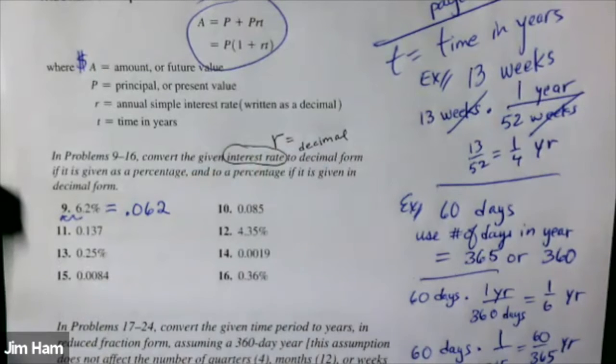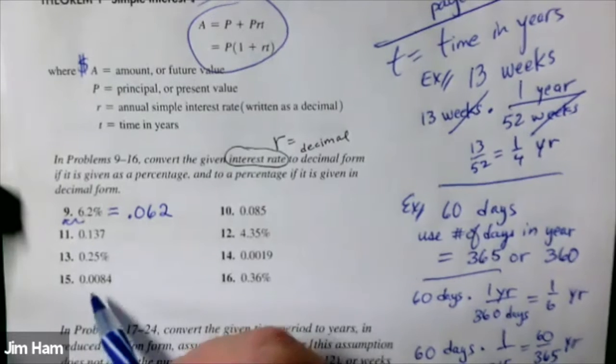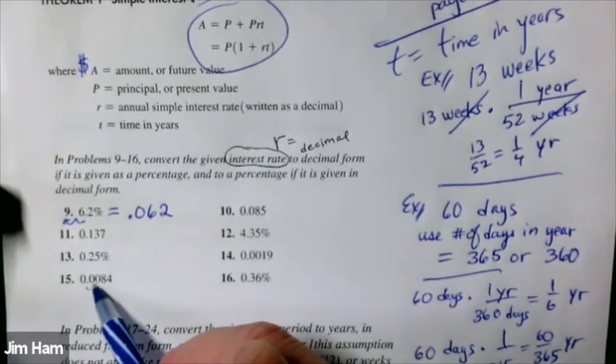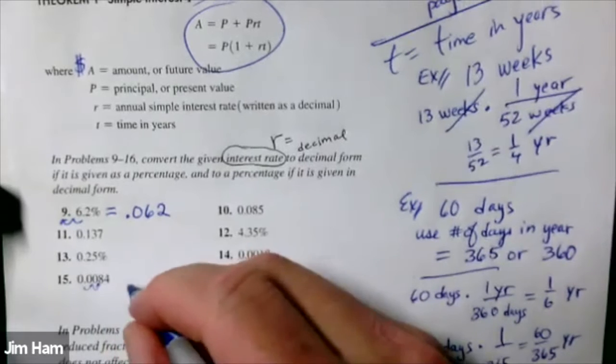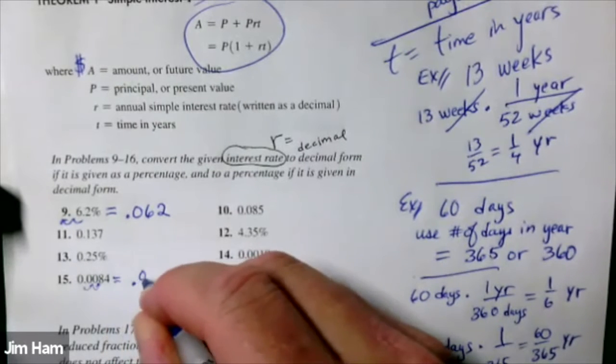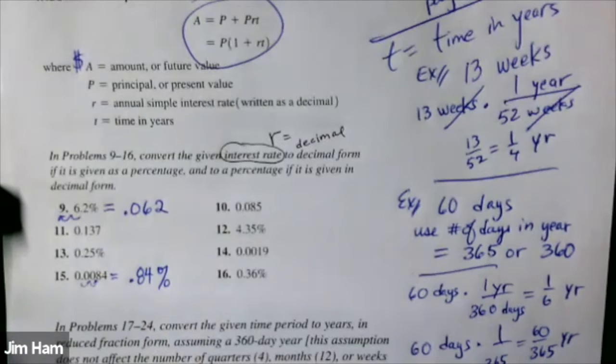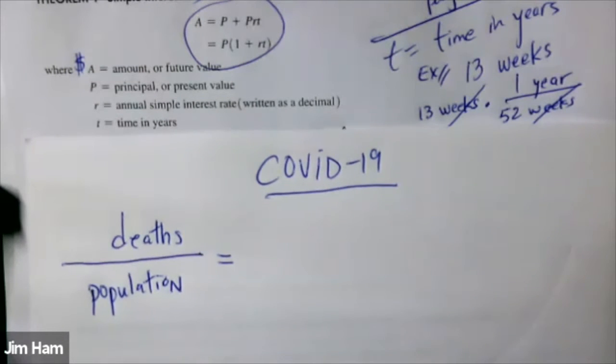If you have a decimal, like this one here, you move the decimal point 2 places the other way, to the right, and then you would get 0.84%. All right, so why don't you go do the rest of those? Let me just show you how these rates work.